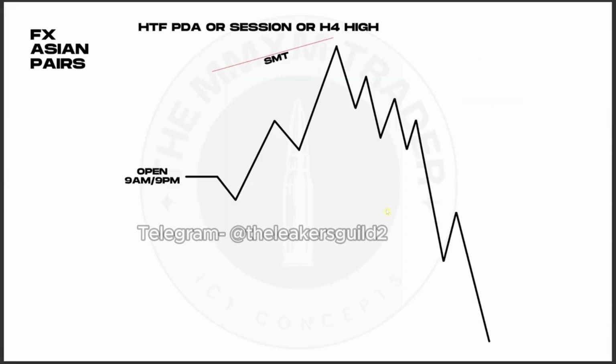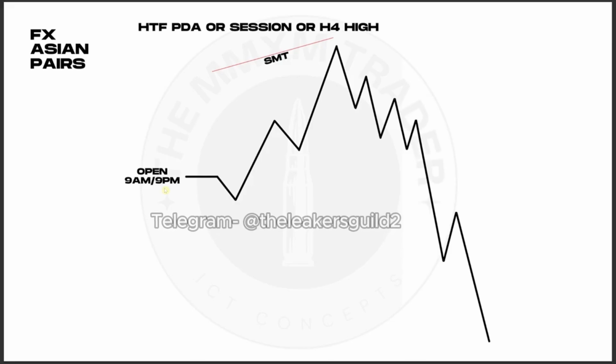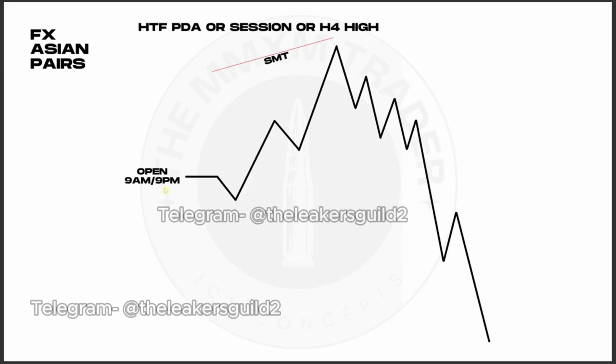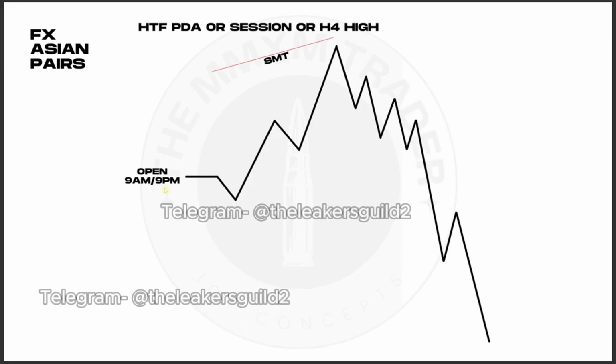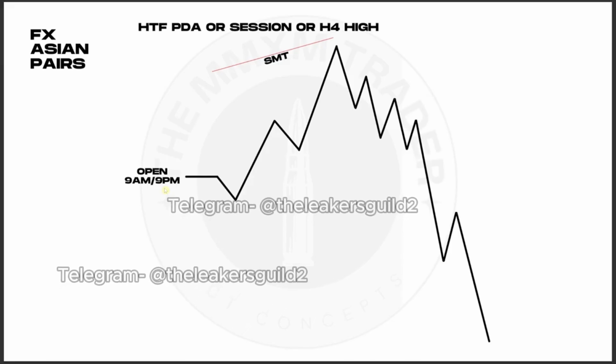Now let's talk a little bit about Asian pairs, right? We want to be focusing on the 9 a.m. or the 9 p.m. candle. And Asian session pairs can be something like AUD JPY, GBP JPY, or AUD CAD, right? We want to have the JPY, the AUD, the NZD. Those are Asian session pairs.